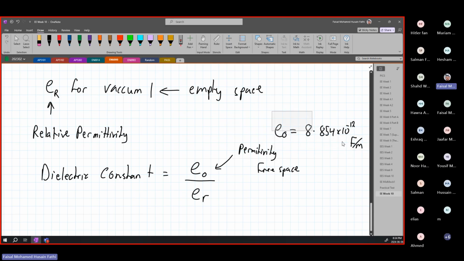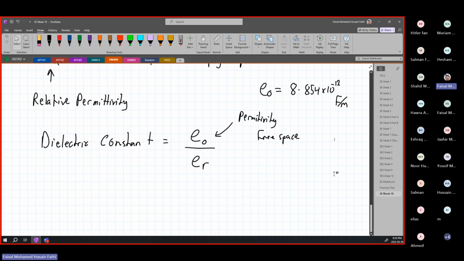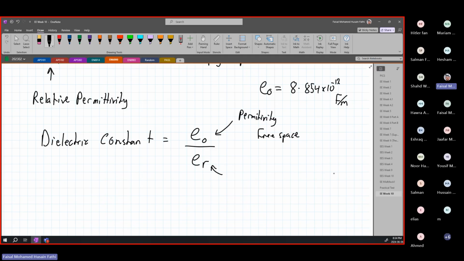This is a constant that came out from experimentation and all of that, just like other constants you have learned before, just like gravity is 9.81, same thing. This is your constant, and this is your relative permittivity.